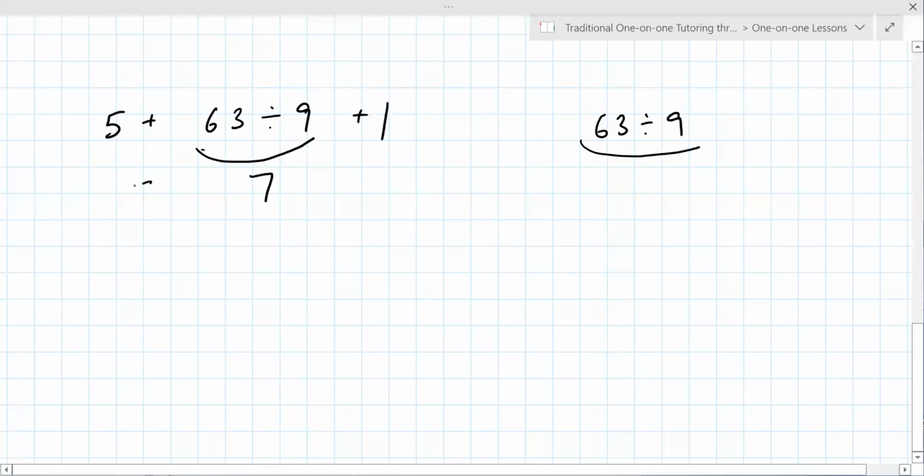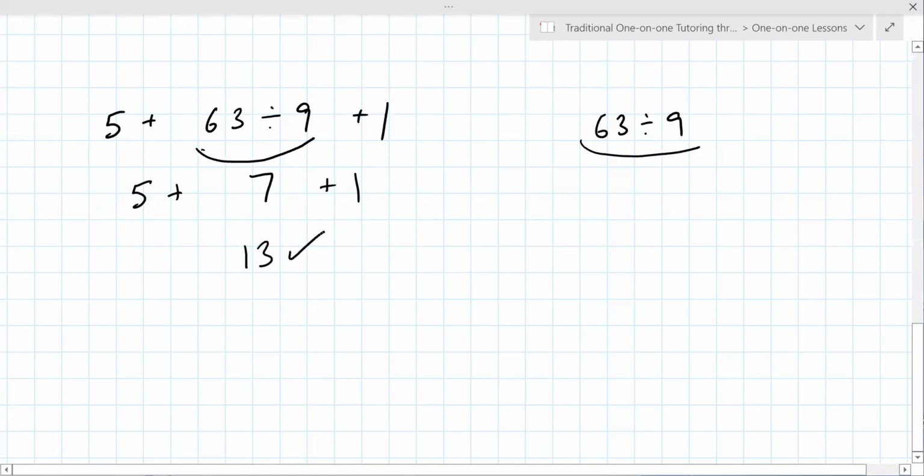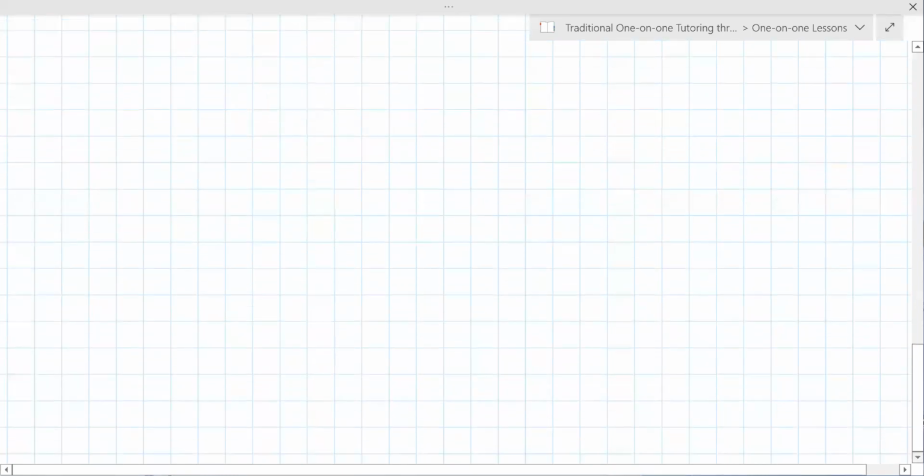Okay, so see how you bring down, just like in the other problems, you're going to bring down the other numbers. Okay, so can you finish this problem for us? 13. I'm sorry? 13. 13? Yeah, perfect.